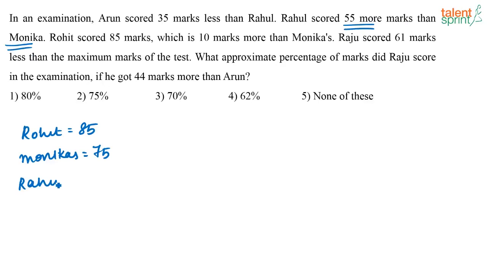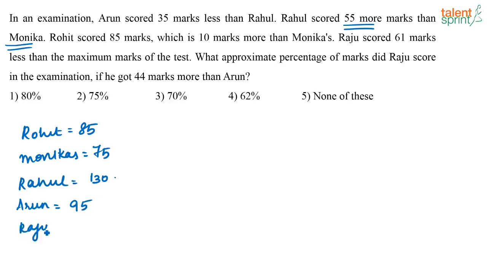Okay. Now it is given Rahul scores 55 marks more than Monica. So how much is Rahul scoring? Rahul is scoring 55 marks more than Monica, that is 75 plus 55, that is equal to 130. So Rahul is scoring 130. How much is Arun scoring? Arun is scoring 35 marks less than Rahul. So Arun is scoring 130 minus 35, that is 95 marks.